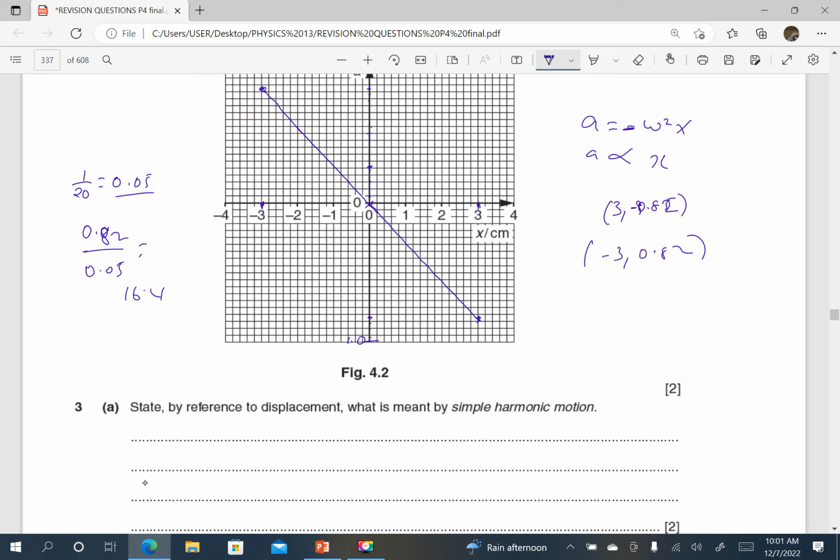Note that this was maximum displacement, maximum acceleration, maximum displacement on the other side, maximum acceleration. Note that they are always in opposite directions. When displacement is maximum positive, the acceleration is maximum negative.